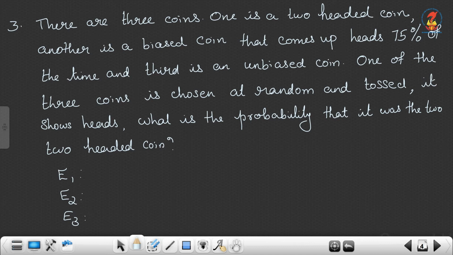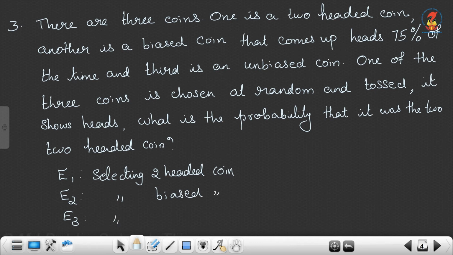What is E1? Two-headed coin. We have to select a two-headed coin. Selecting two-headed coin. And E2 means selecting biased coin. And the third one, E3, selecting an unbiased coin.